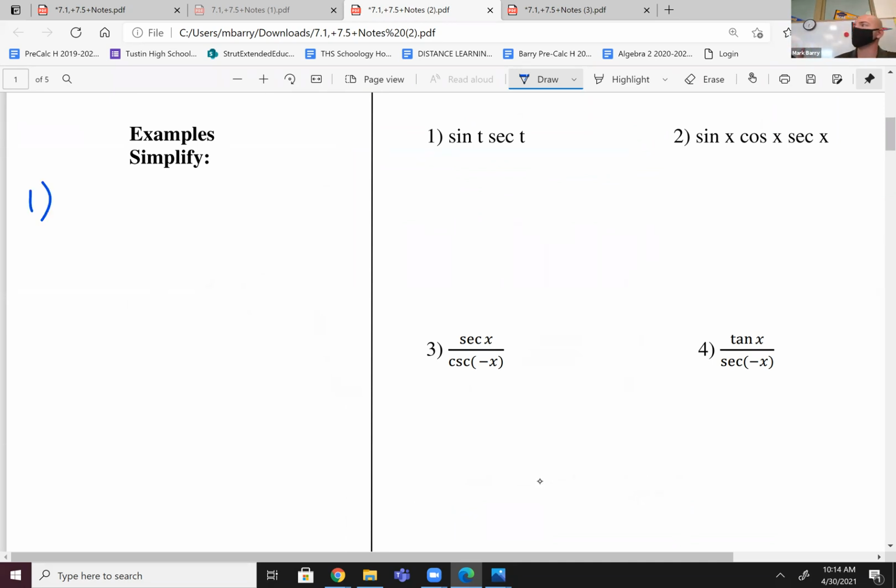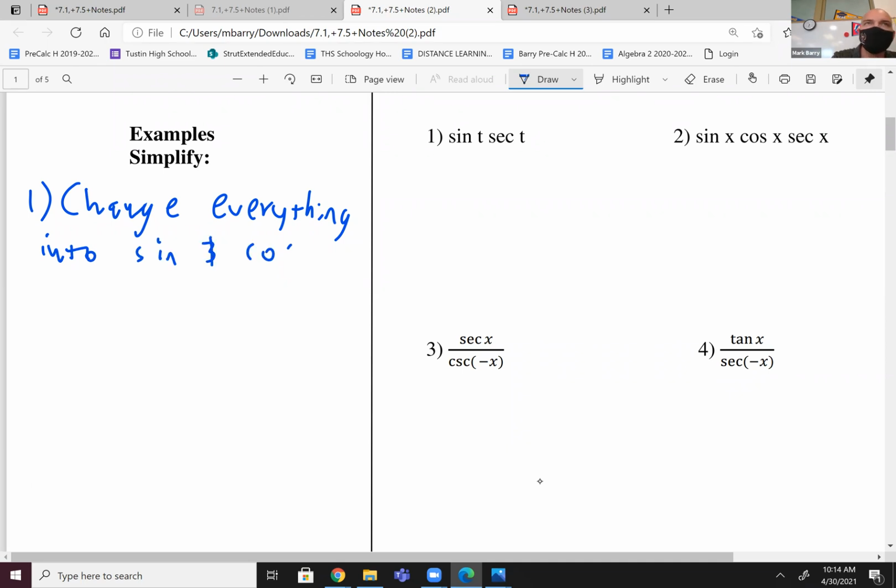The first thing I'd always look for is change everything into sine and cosine.